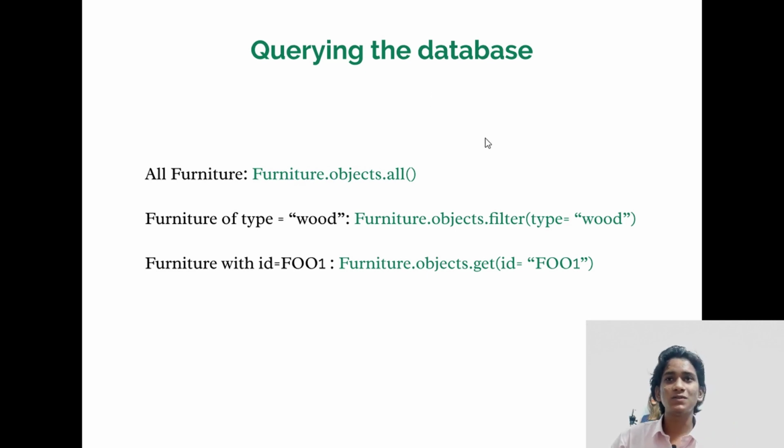So querying the database using Django, we know how simple this is, or storing data in Django. If you want all the furniture there is, then you do Furniture.objects.all. If you want the furniture of the type wood, then you do Furniture.objects.filter(type=wood). Or if you want to get some furniture with an ID of F001, then Furniture.objects.get(id=F001) will do the job.